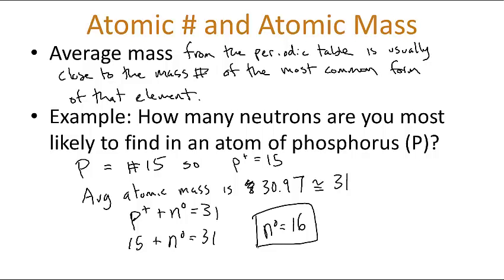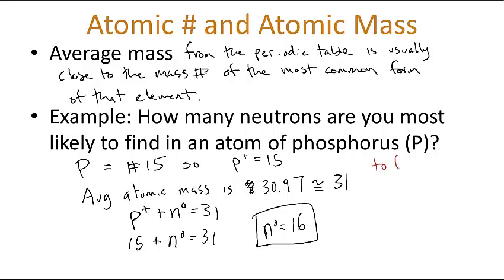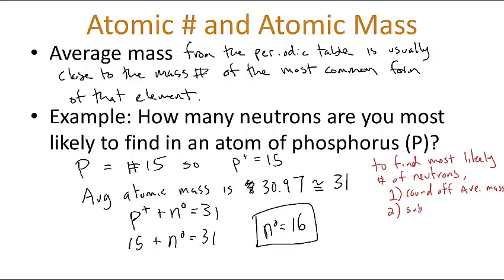So just to summarize, to figure out how many neutrons are most likely present, you round off the atomic mass and subtract the number of protons. I'll put that in red. To find the most likely number of neutrons: 1, round off the average mass, and 2, subtract protons. Okay.